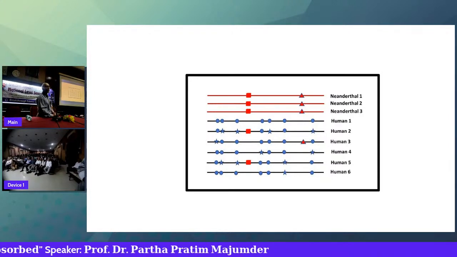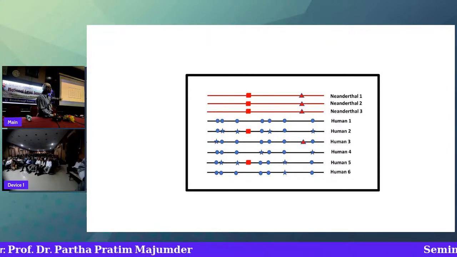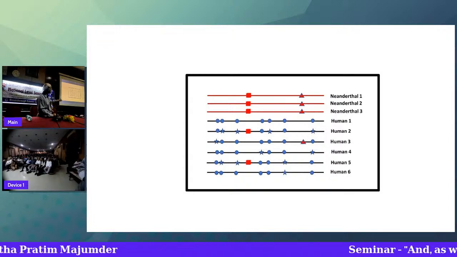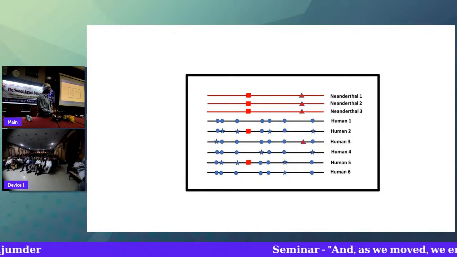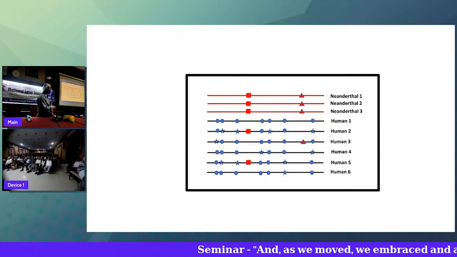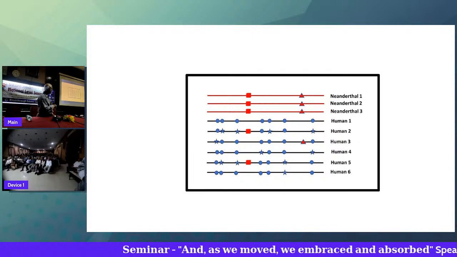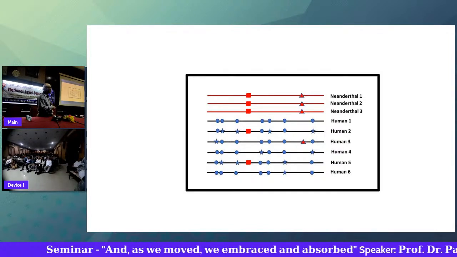Okay, so that is the Neanderthal DNA, and those red spots belong to the Neanderthals. We also find red spots in some of the humans. These are all human pieces, the blue ones, and these are variant positions in the human DNA.